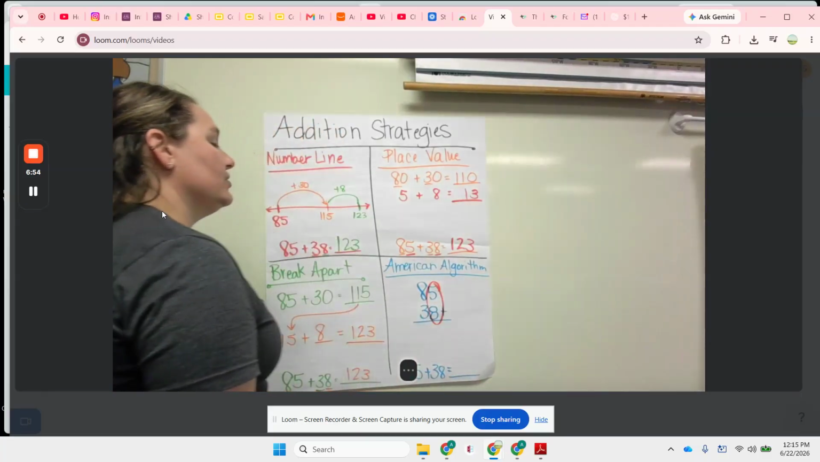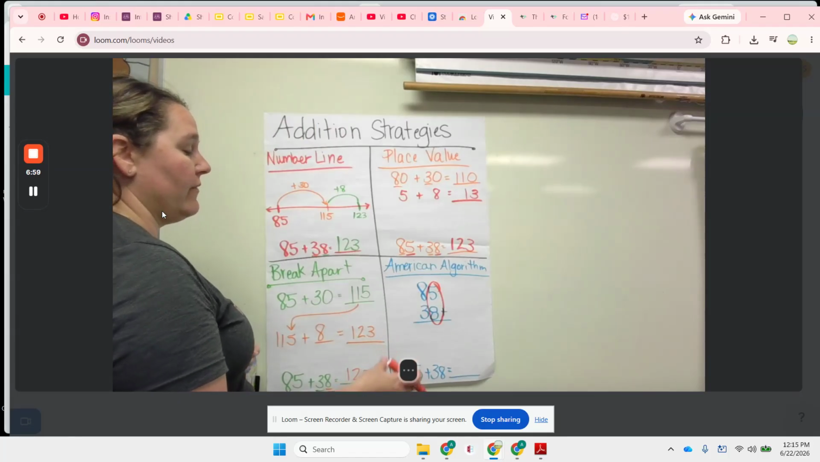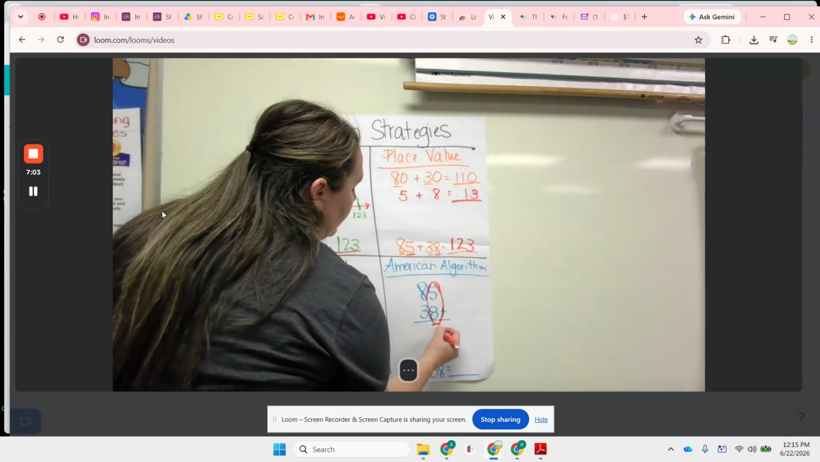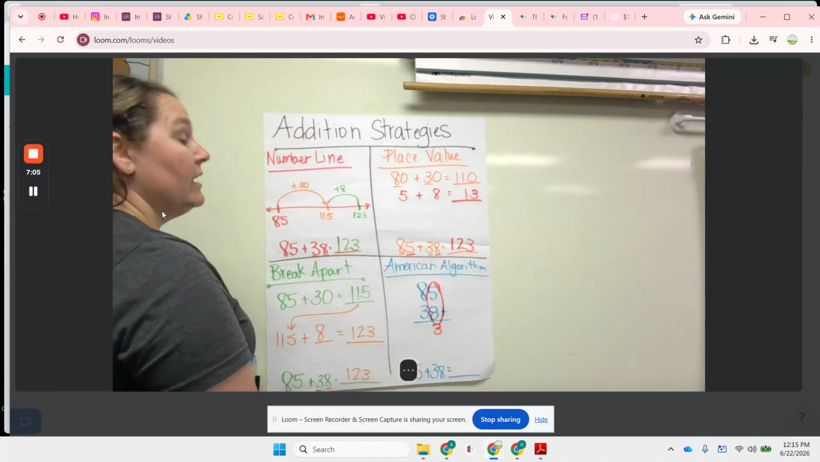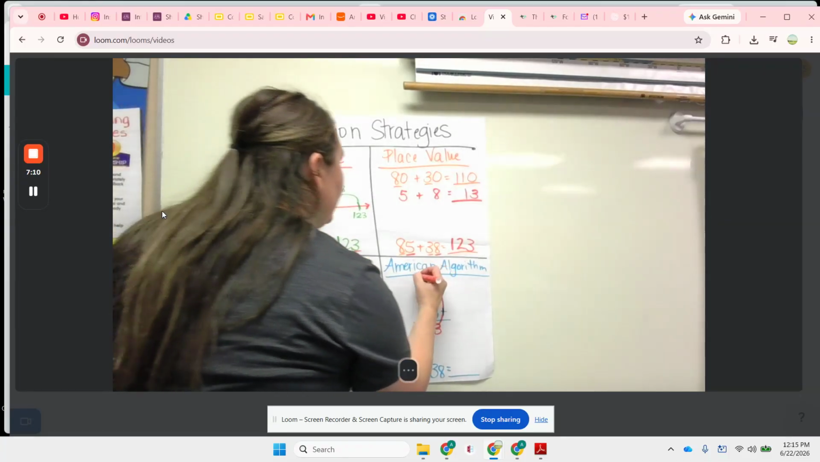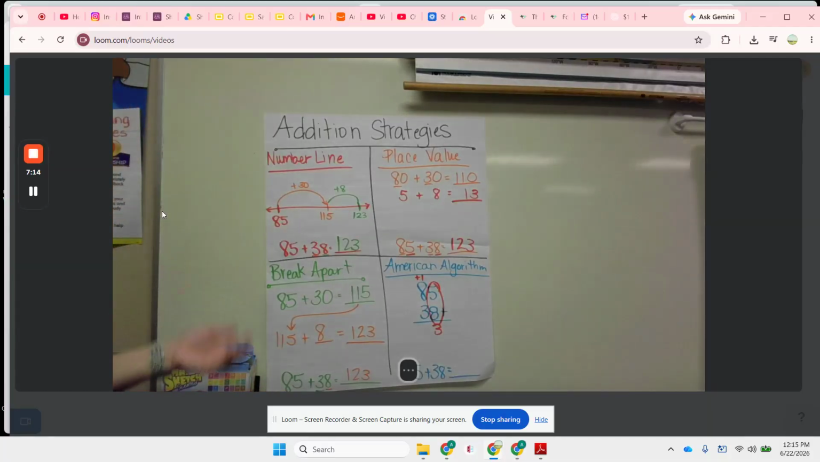So we talk about how just with every algorithm, you start in the ones place with your 8 plus your 5. Then they want to tell me that's 13, so I act like, oh, so I just put 13 down here. Usually somebody interrupts and will tell me to put the 3 down and carry the 1. And when I ask, what does it mean that you carry the 1? Why did you put the 1 up there? That's where my room goes absolutely silent and the wheels have fallen off. And this is where I show them, this is why we have not used the American algorithm.